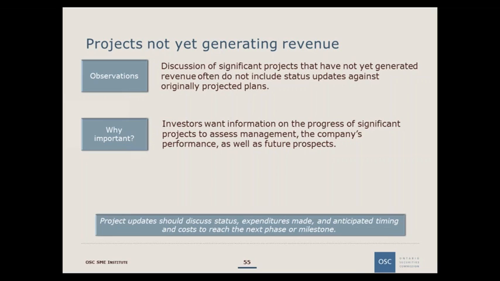Section 1.4 of the MD&A form prescribes disclosure for investors that have significant projects that have not yet generated revenue. The form requires a description of the project, a discussion of the company's plan for the project, and status against originally projected plans. We often find the initial discussion is not updated to show the company's progress against their initial plan. To be meaningful to investors, project updates should discuss the status of the plan, expenditures made in the current period, the expenditures to date, and anticipated time and cost to reach the next phase or milestone. This information is helpful for investors to understand the progress that an issuer has made on a project during the current period and to understand where the company is headed.